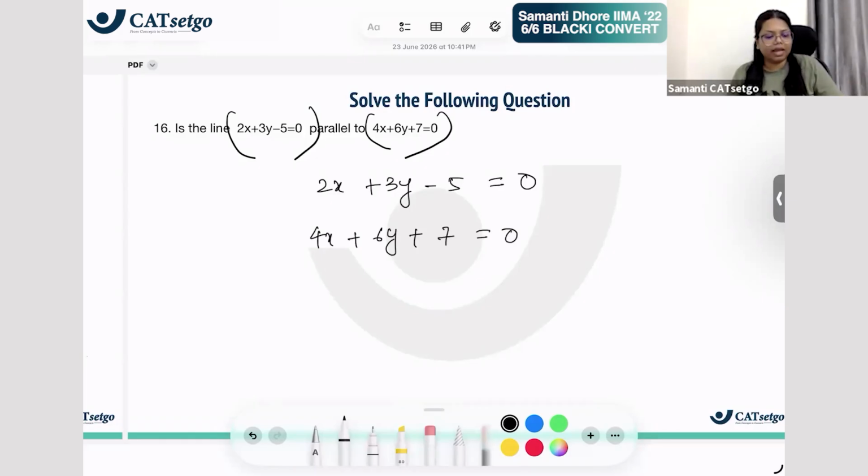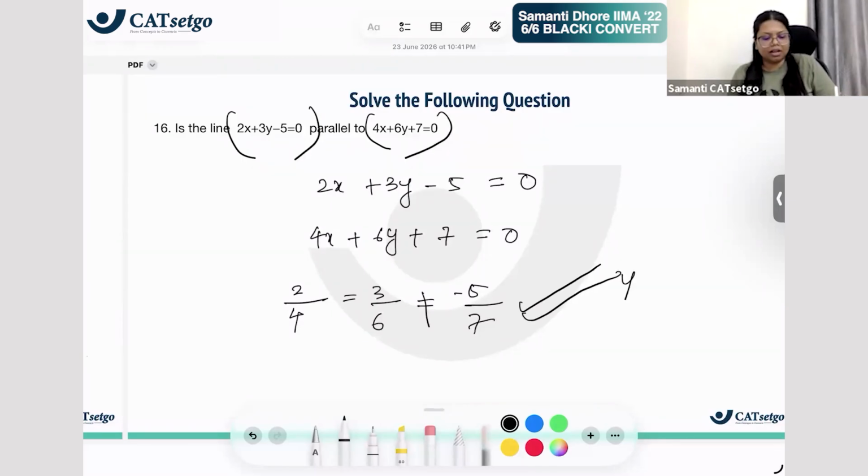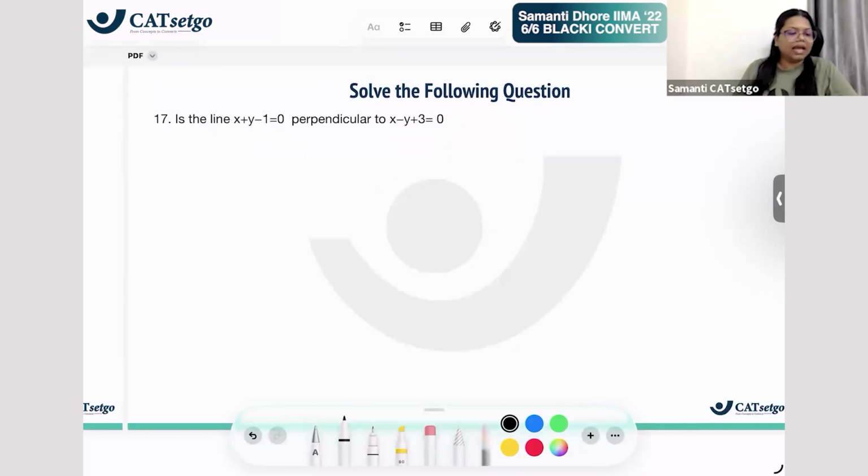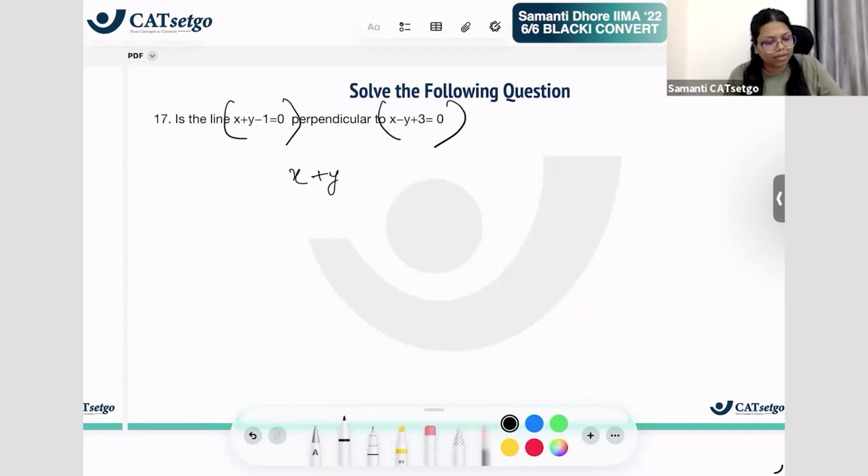Either we take the slope way, or we say a1/a2 is equal to b1/b2 and should not be equal to c1/c2. Is this true? Yes. So are they parallel? Yes. Fair? Okay. Next. Is the line x plus y minus 1 equals 0 perpendicular to the line x minus y plus 3 equals 0?